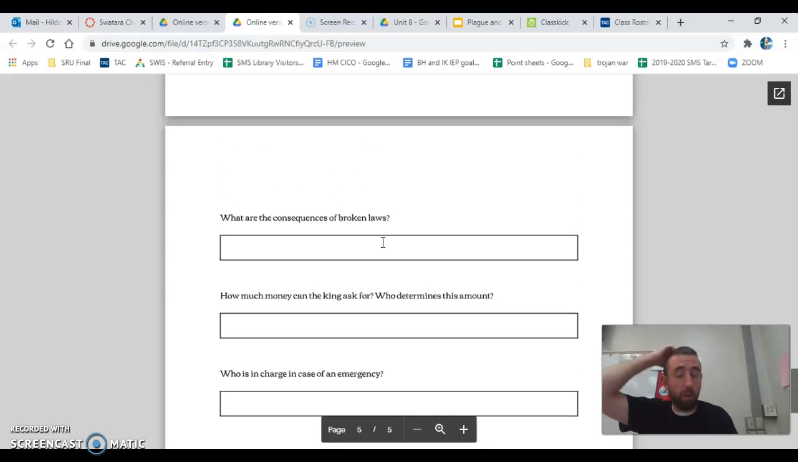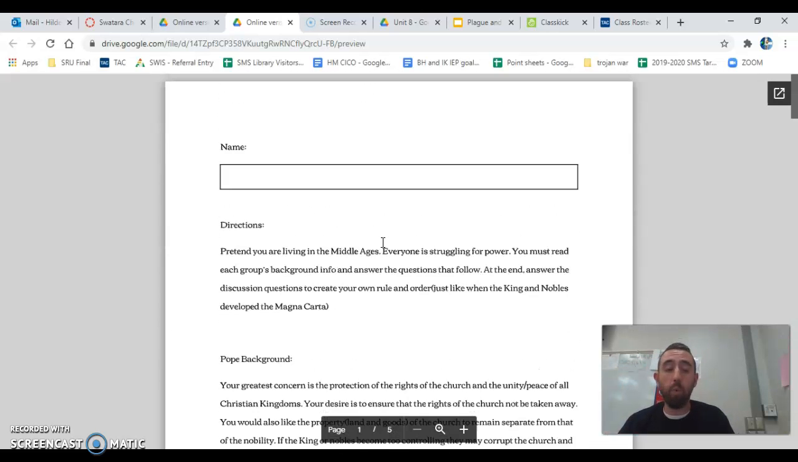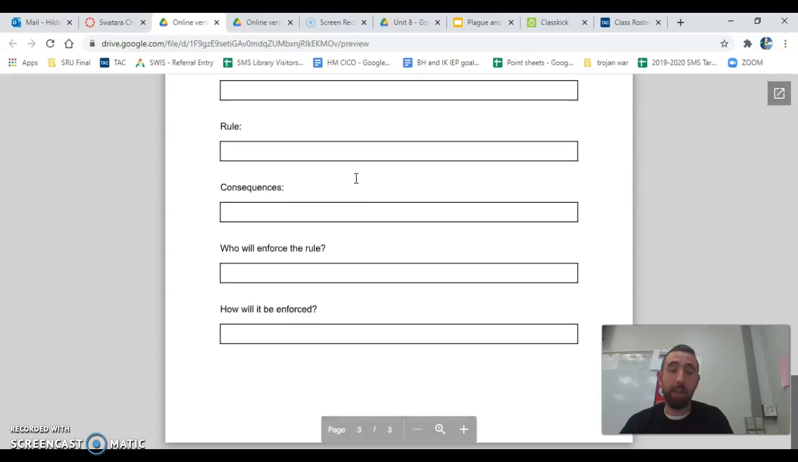If you get stuck on any of those, let me know. Send me an email. Come find me. So option number one is you can create your own charter for Swedair Middle School, coming up with the rules and explaining them, and then present which one you think is best to the class later.